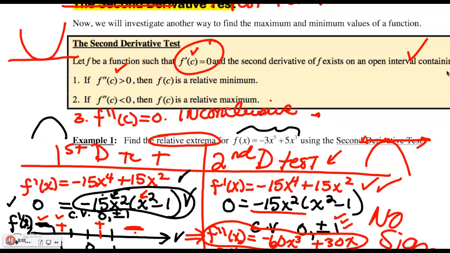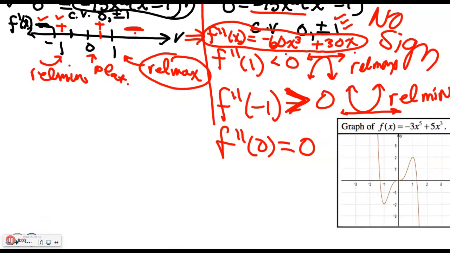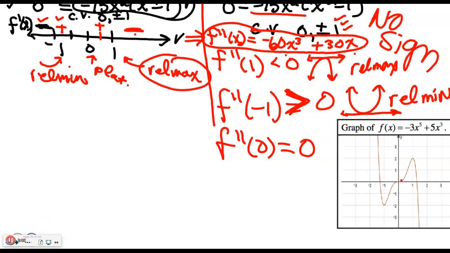You actually know what happens there from the first derivative test. You told me there's a plateau, right? So the first derivative test is a little stronger because it tells you exactly what happens at these places. Okay, but look at min, max, plateau. Min, max, don't know. Min, max, plateau. You see how they have the same results?